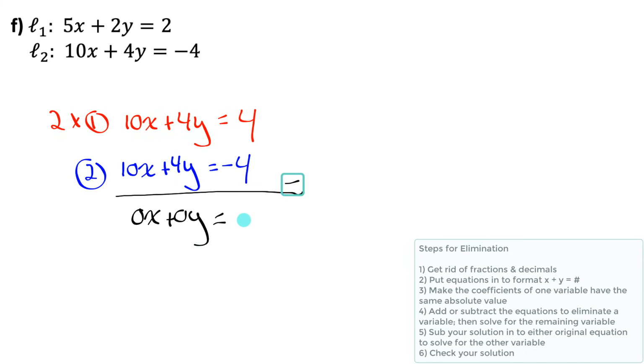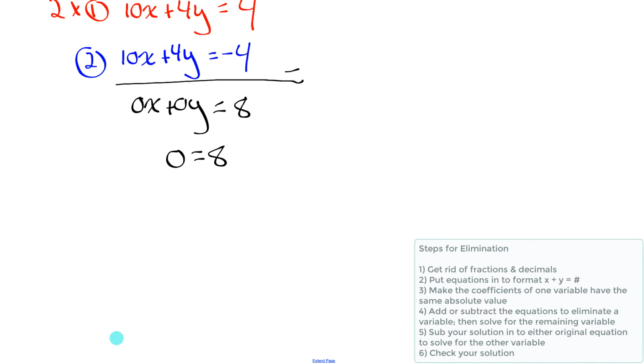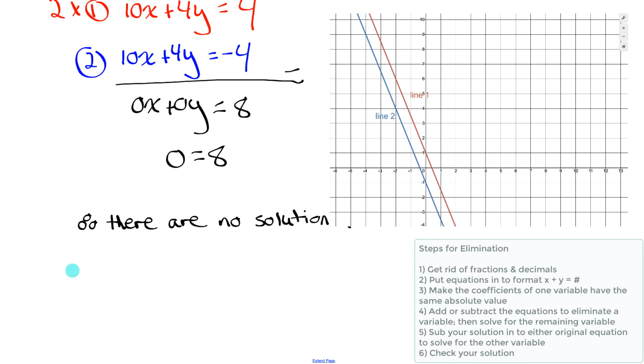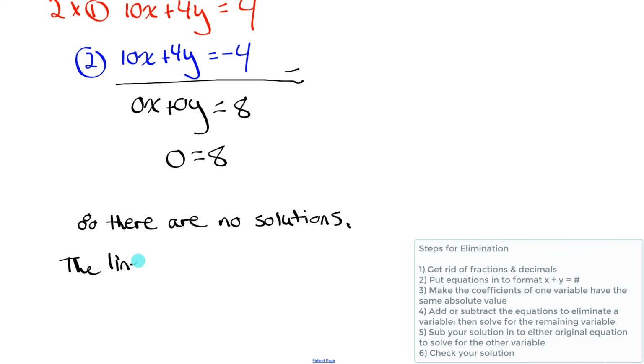But 4 minus negative 4, well, that means 4 plus 4, which is 8. 0x plus 0y equals 8. Well, that's just 0 equals 8. And that's clearly not true. 0 does not equal 8. So what does this tell us? This tells us that the lines must be parallel and distinct. It means there are no solutions to this system. So we would say there are no solutions. The lines are parallel and distinct.